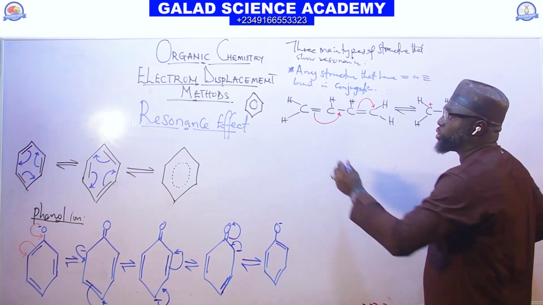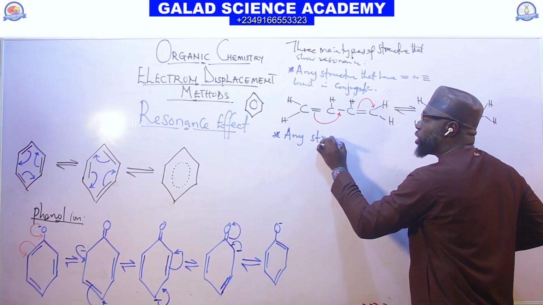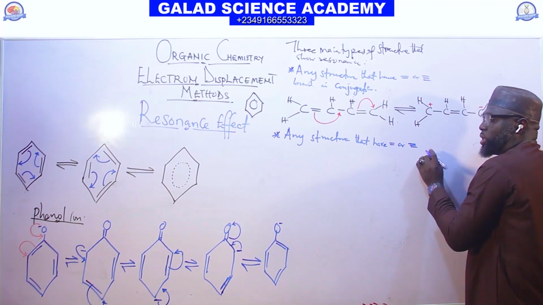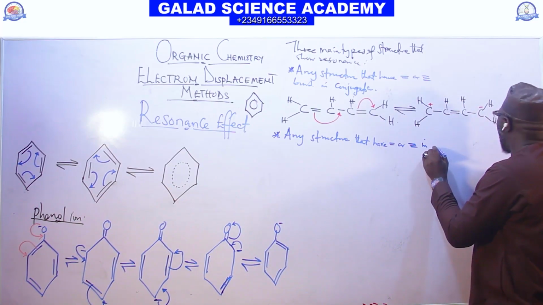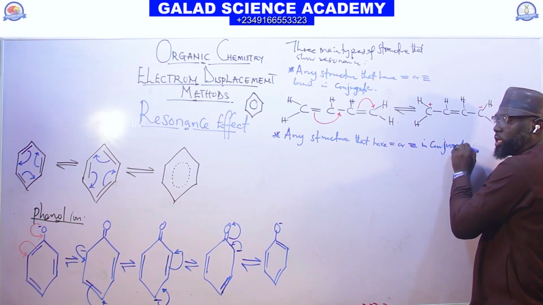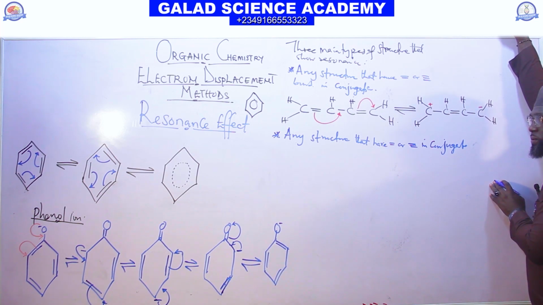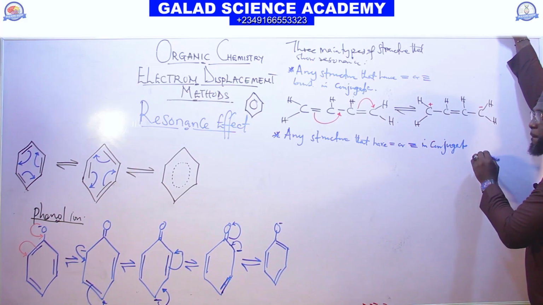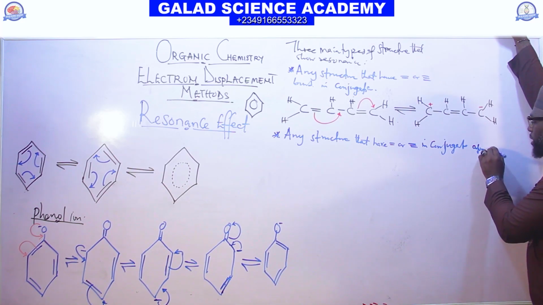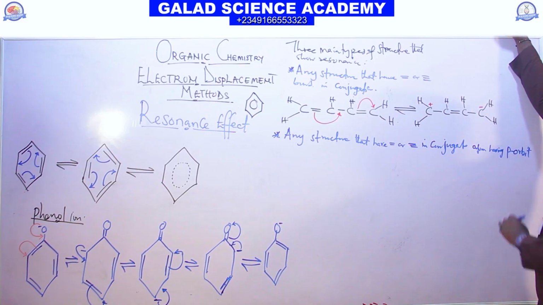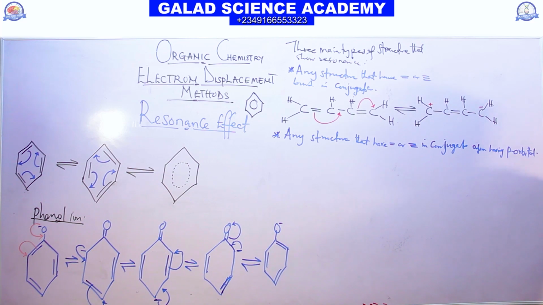The second one is any structure that has a double bond or triple bond in conjugation with an atom having a p orbital. What is an example of such a compound?